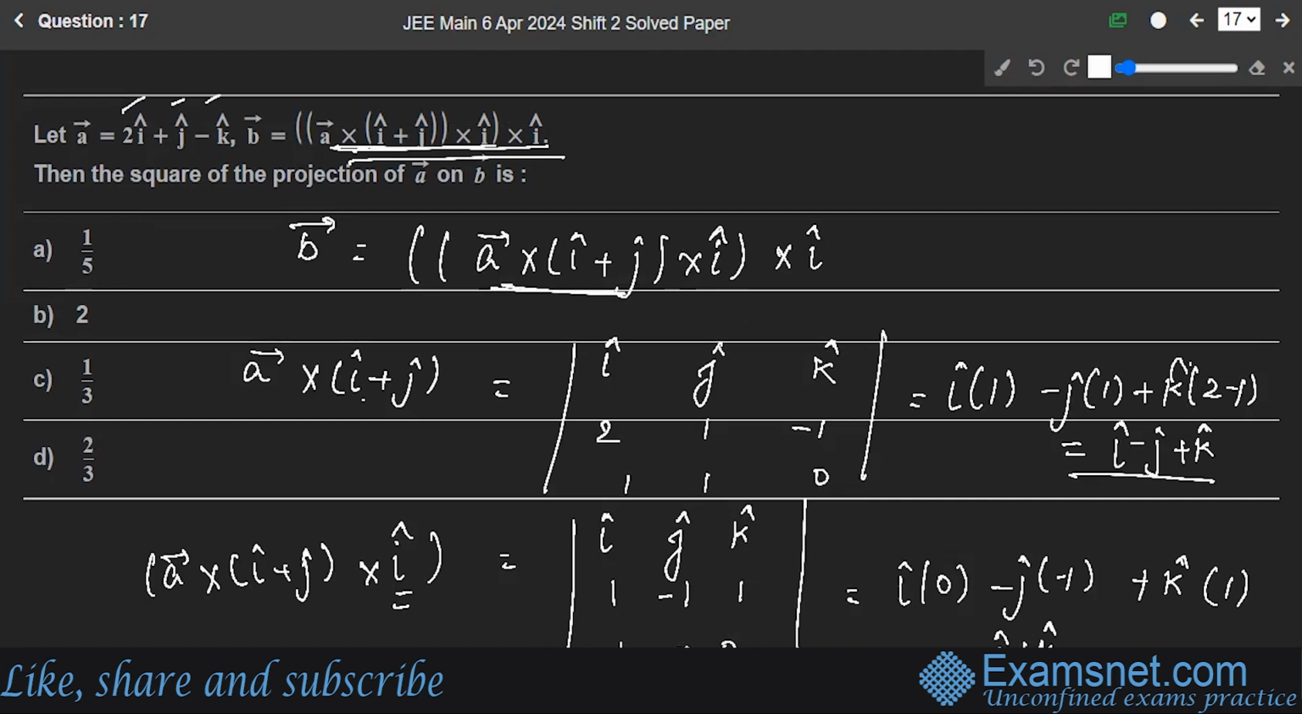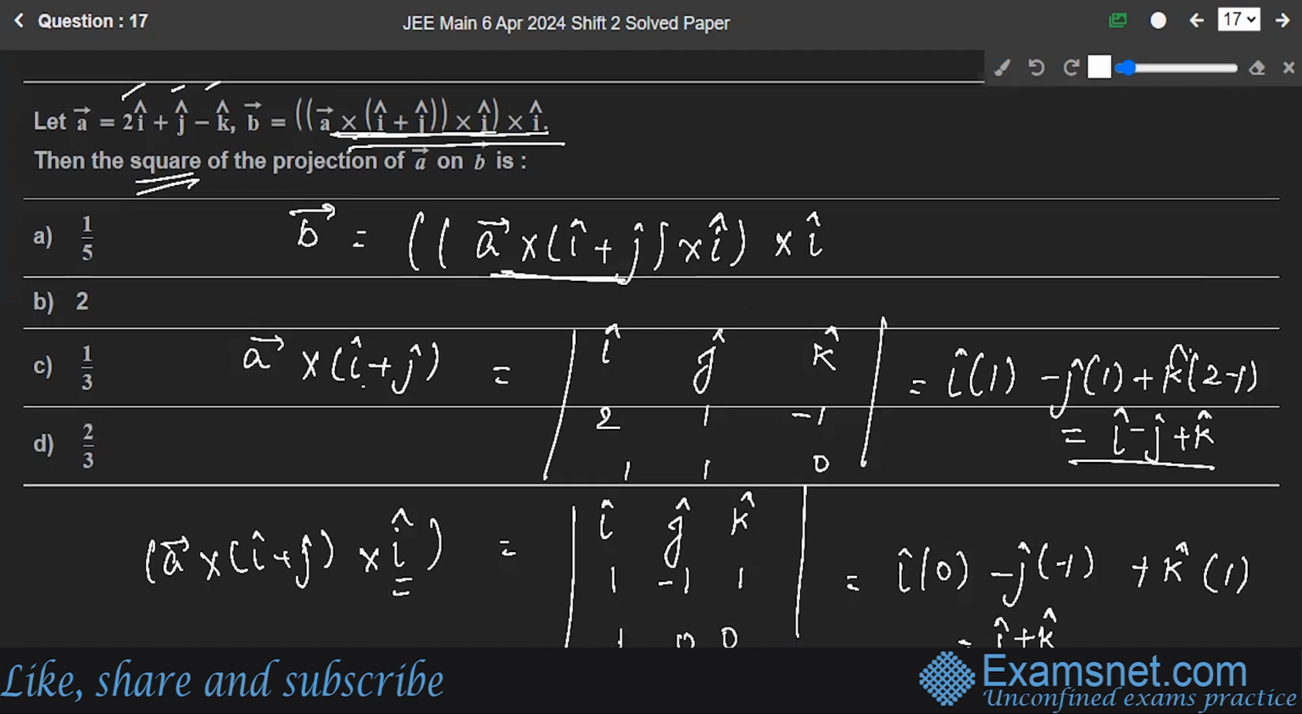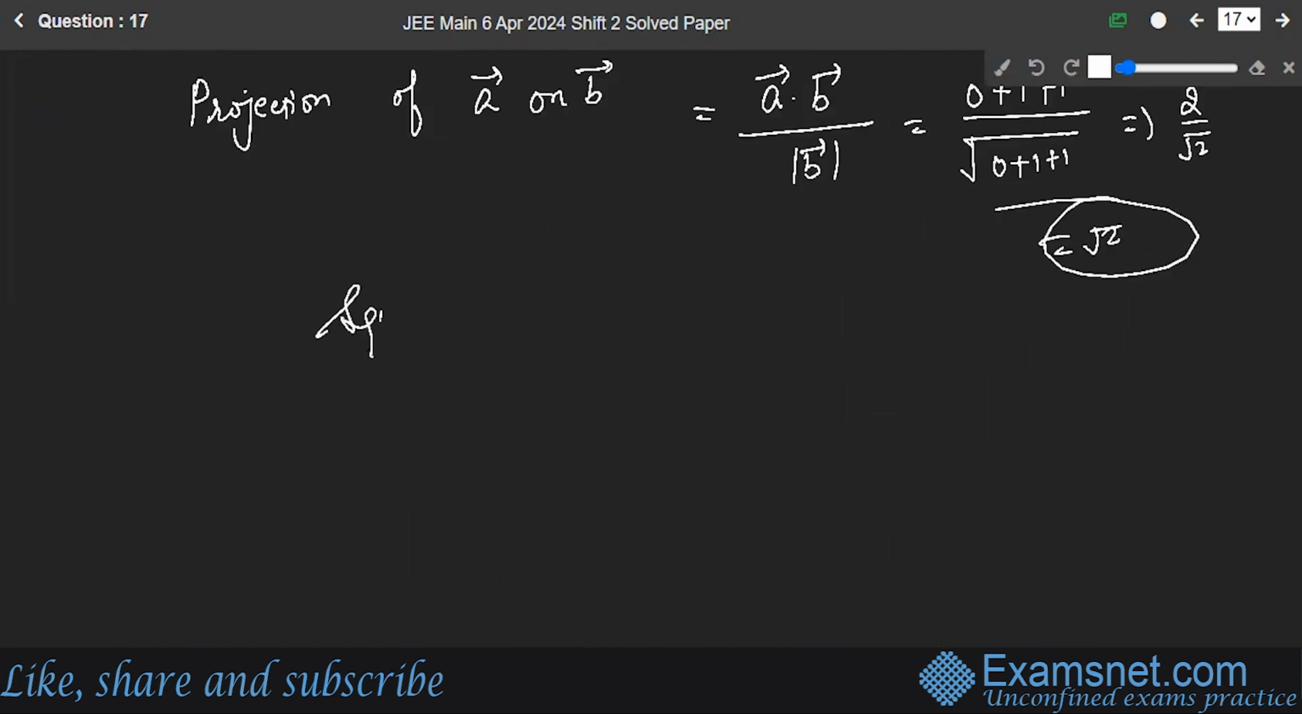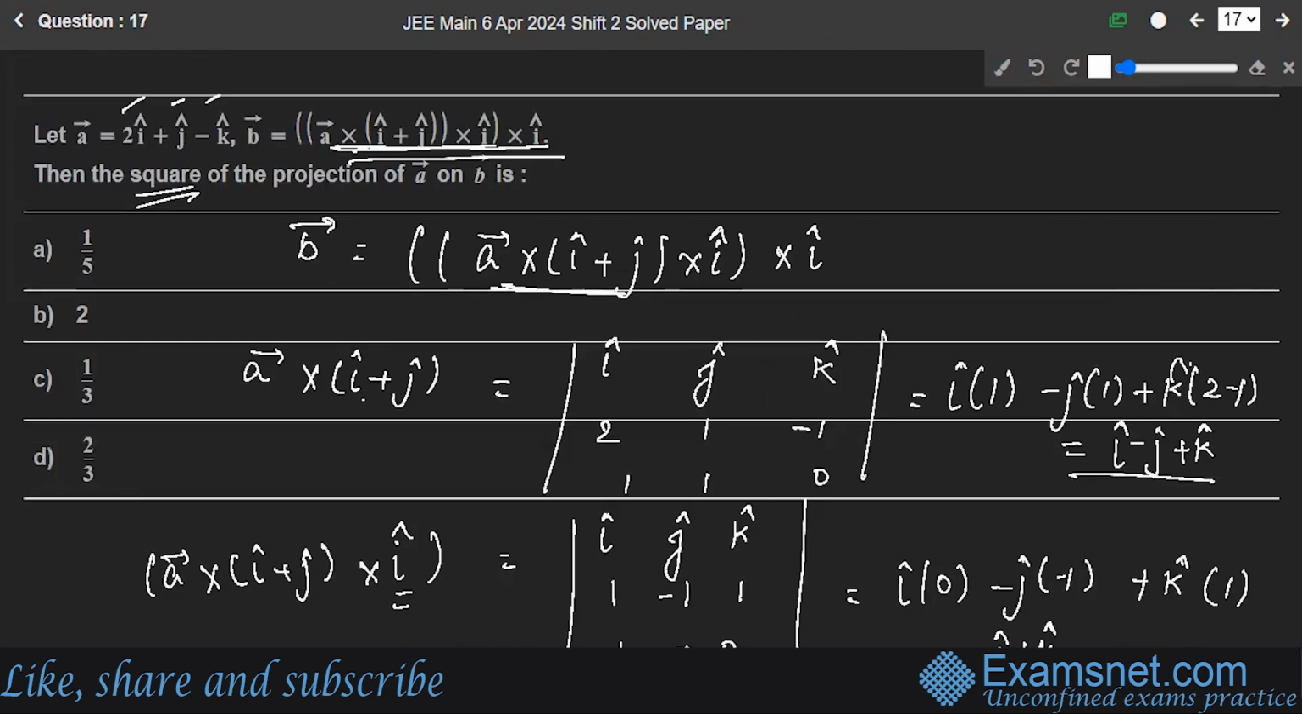What do you have to find out? Square of the projection. Fine. So this was your projection. Square of your projection is 2, right? B option is the correct answer. Hope you got that. Let's move to the next question.